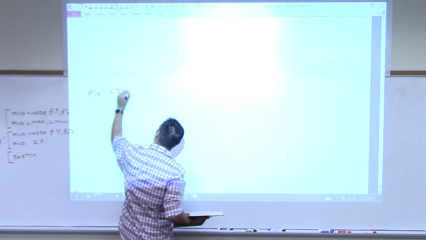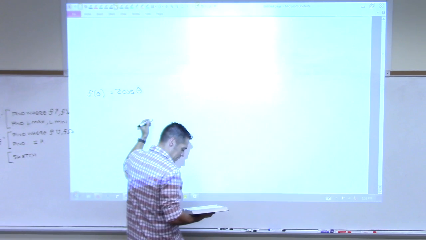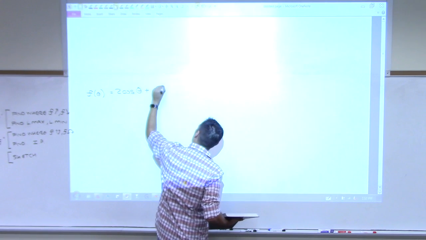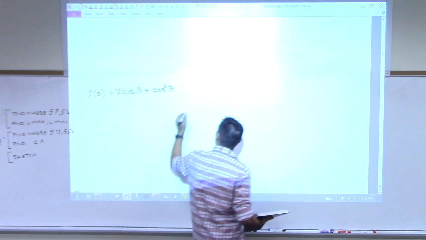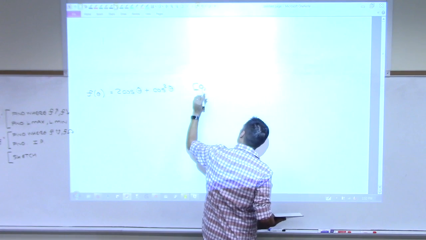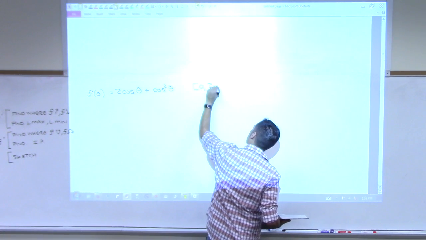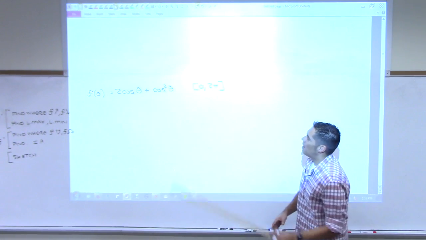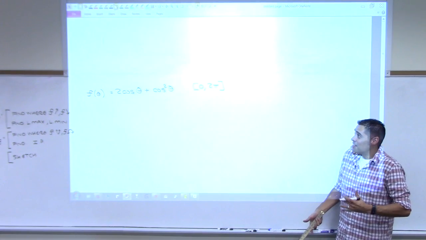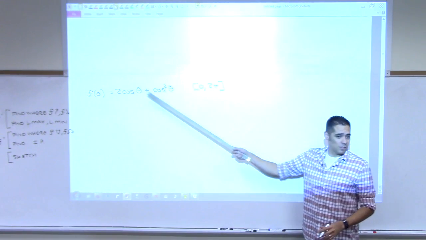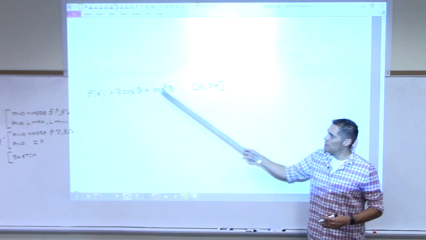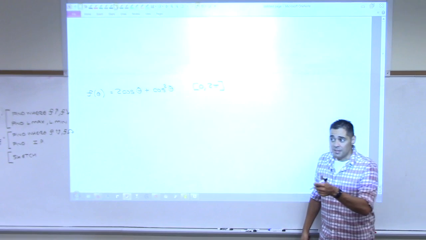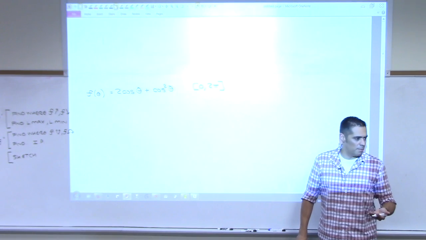Now all we're going to see is 2 cosine theta plus cosine squared theta. Now here's some good news. We only want this on the interval 0 to pi. So when you initially see me write this on the board, you should get all excited because you're like, hey, continuous function, closed interval. I can use the closed interval method. Yes, if I'm asking you for the global max and the global min.